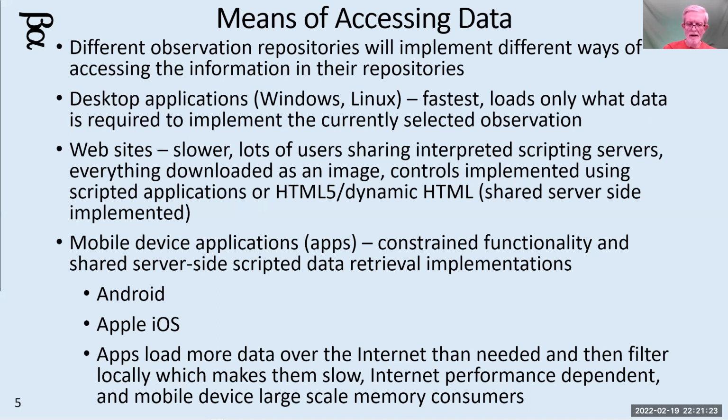So just know that mobile apps, they're going to be internet intensive on raw data, and they're going to store it, which requires more memory on your mobile device, but they're going to be quick once they just have to do filtering. Whereas websites are a little slower, but they're going to be sharing, and the server side is going to be running scripts to do what you want it to do. The fastest way to do it is with desktop applications.